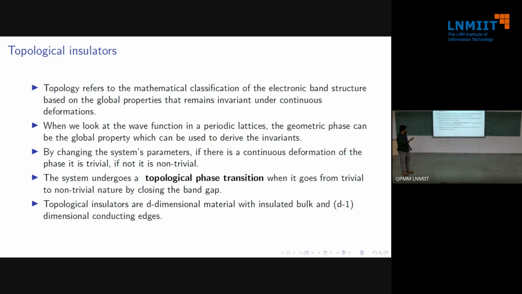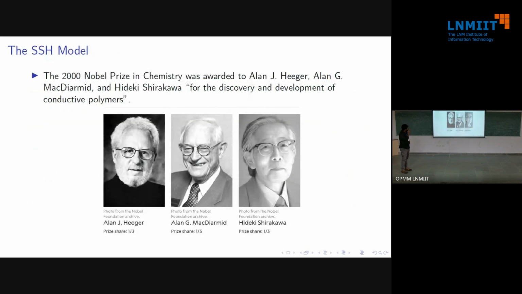And now I come to the definition of a topological insulator. Topological insulators are d-dimensional materials which have an insulating bulk, and after a topological phase transition, they have d-1 dimensional conducting surfaces, or conducting boundaries in a precise way. One of the key toy models the community uses is the SSH model.